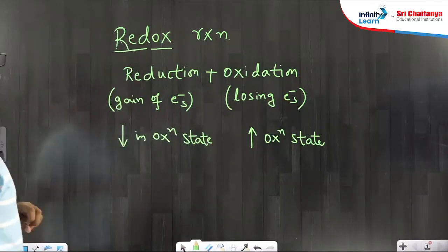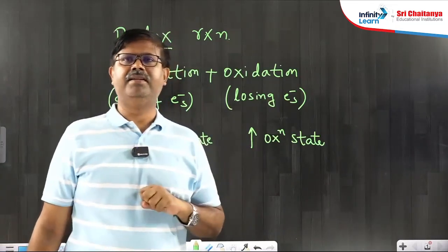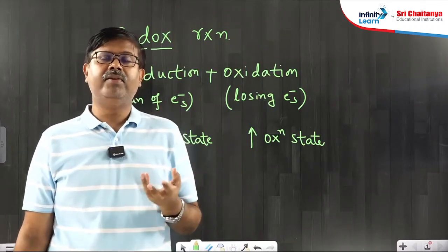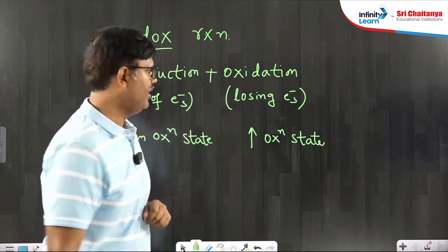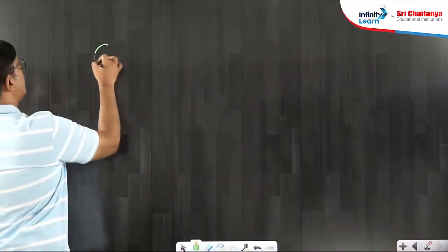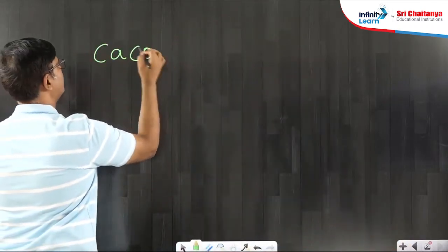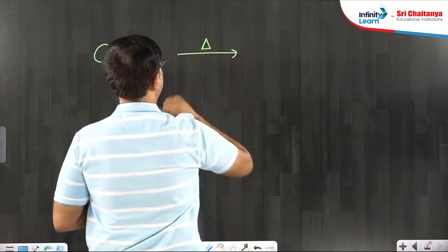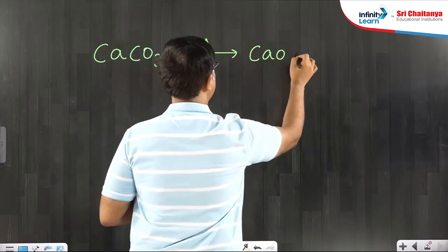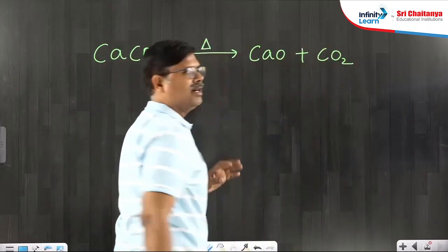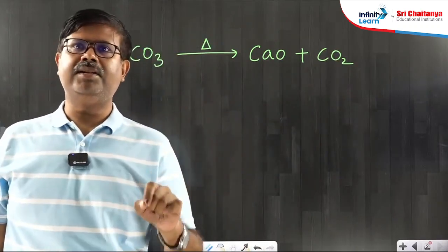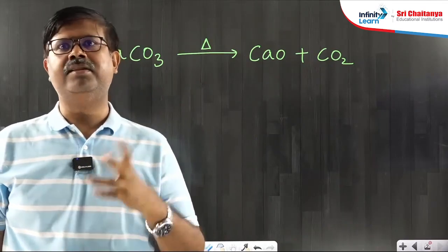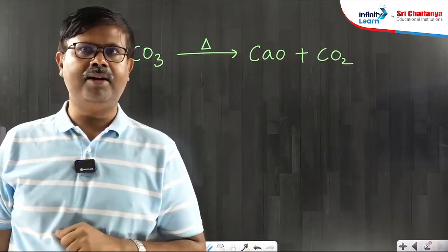Okay. Now, let's take one reaction and figure out what is undergoing reduction and what is undergoing oxidation. First of all, we need to figure out whether it is a redox reaction or not. Suppose calcium carbonate, limestone, on heating decomposes into CaO and CO2. Now let's find out whether it is a redox reaction. If oxidation states are changing, then yes, it is a redox reaction. If they are not changing, then it is a non-redox reaction.